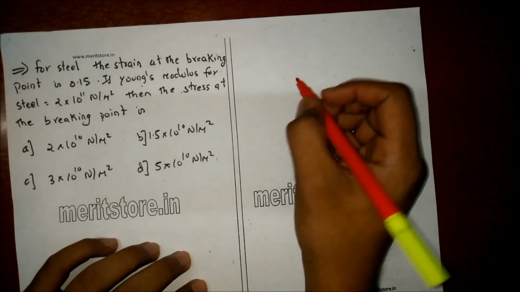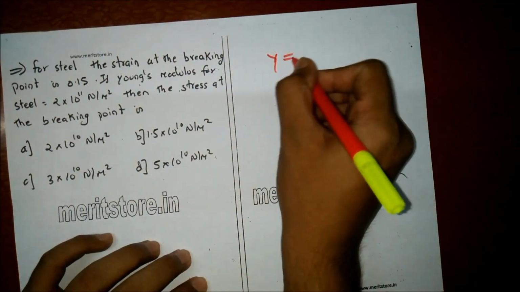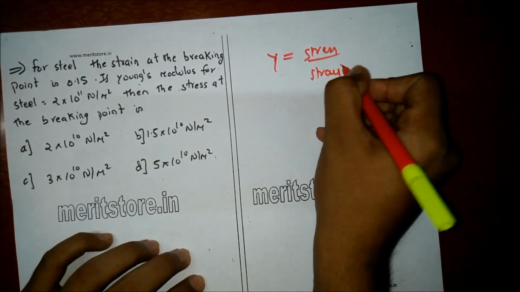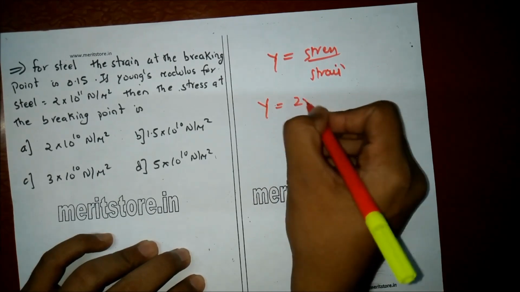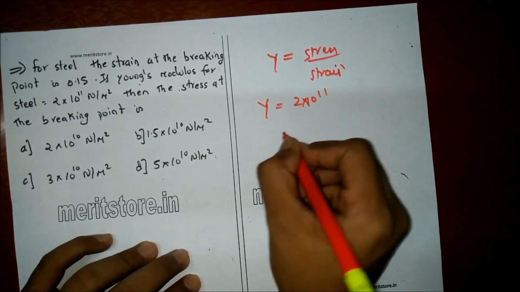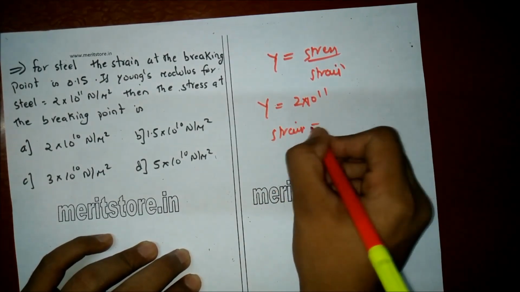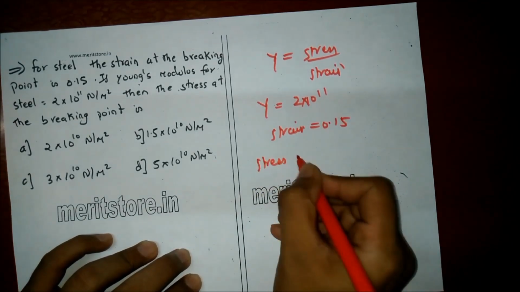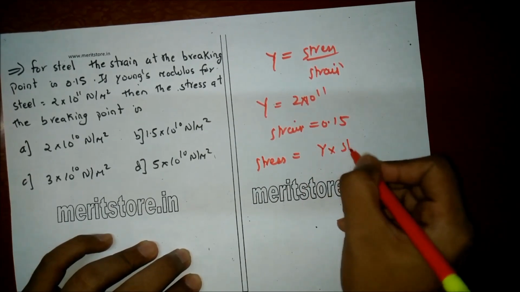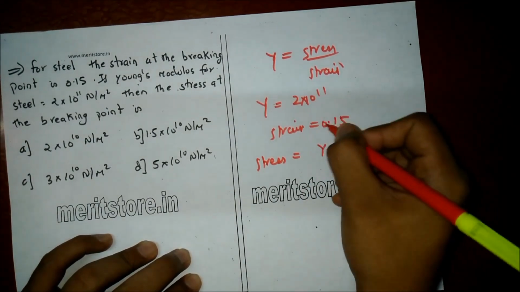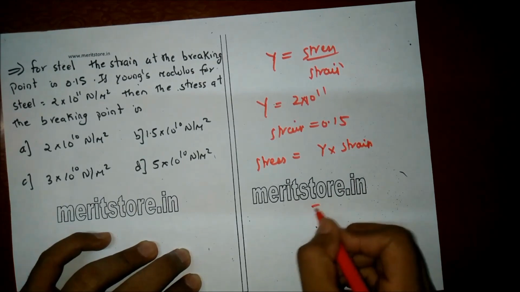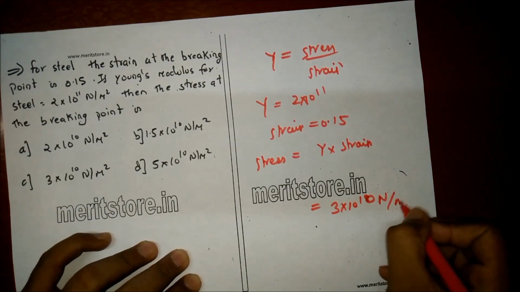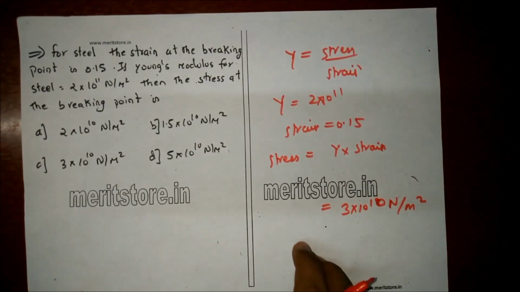Now, we know that the Young's modulus Y is given by Y is equal to stress upon strain. Here we know Y is equal to 2 into 10 raised to 11 and we know that the strain is equal to 0.15. Therefore, in order to find stress, it will be equal to Y into strain. We multiply these two values and the answer that we get is 3 into 10 raised to 10 Newton per meter square. Therefore, the correct answer here is option C.